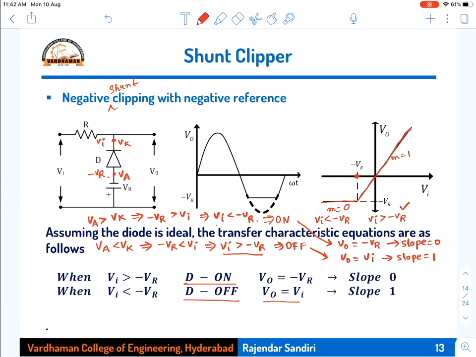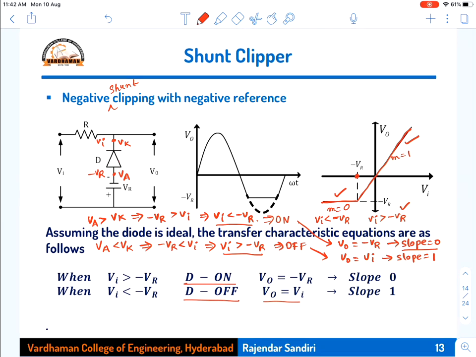And Vi less than minus VR is this one. So under that case, V0 is equal to minus VR. That's what we got here. And the slope is 0. So this portion of the graph. Okay.